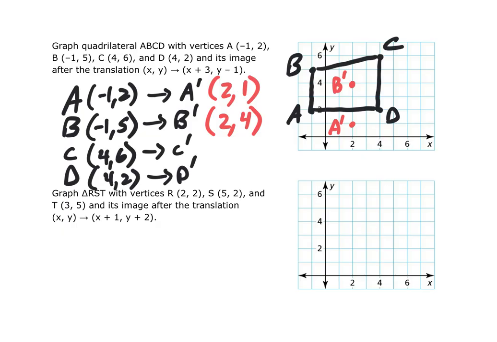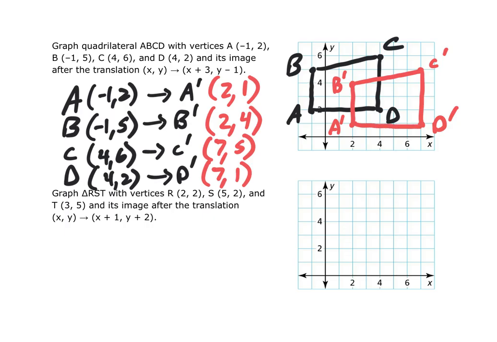And then we're going to go to C. We're going to go right 3, down 1. And then finally, we're going to go right 3, down 1. Be careful that when we make this new figure, the new one is going to be A prime, B prime, C prime, and D prime.